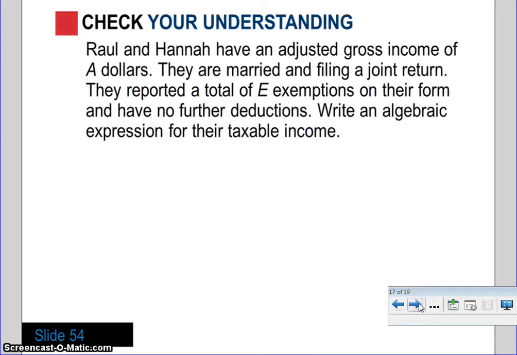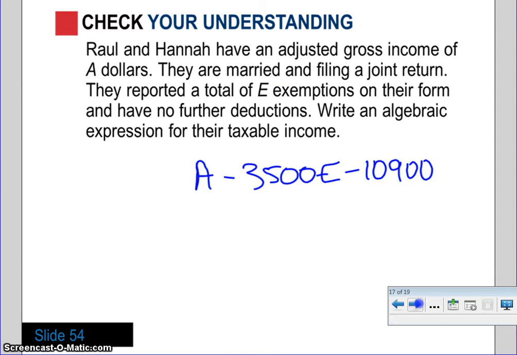Rick and Hannah have an adjusted gross income of A. They're married filing jointly. They have E exemptions on their forms and have no further exemptions. Go ahead and solve this and come back. Okay, we have A minus 3,500 times however many exemptions there are, minus the standard deduction of 10,900.